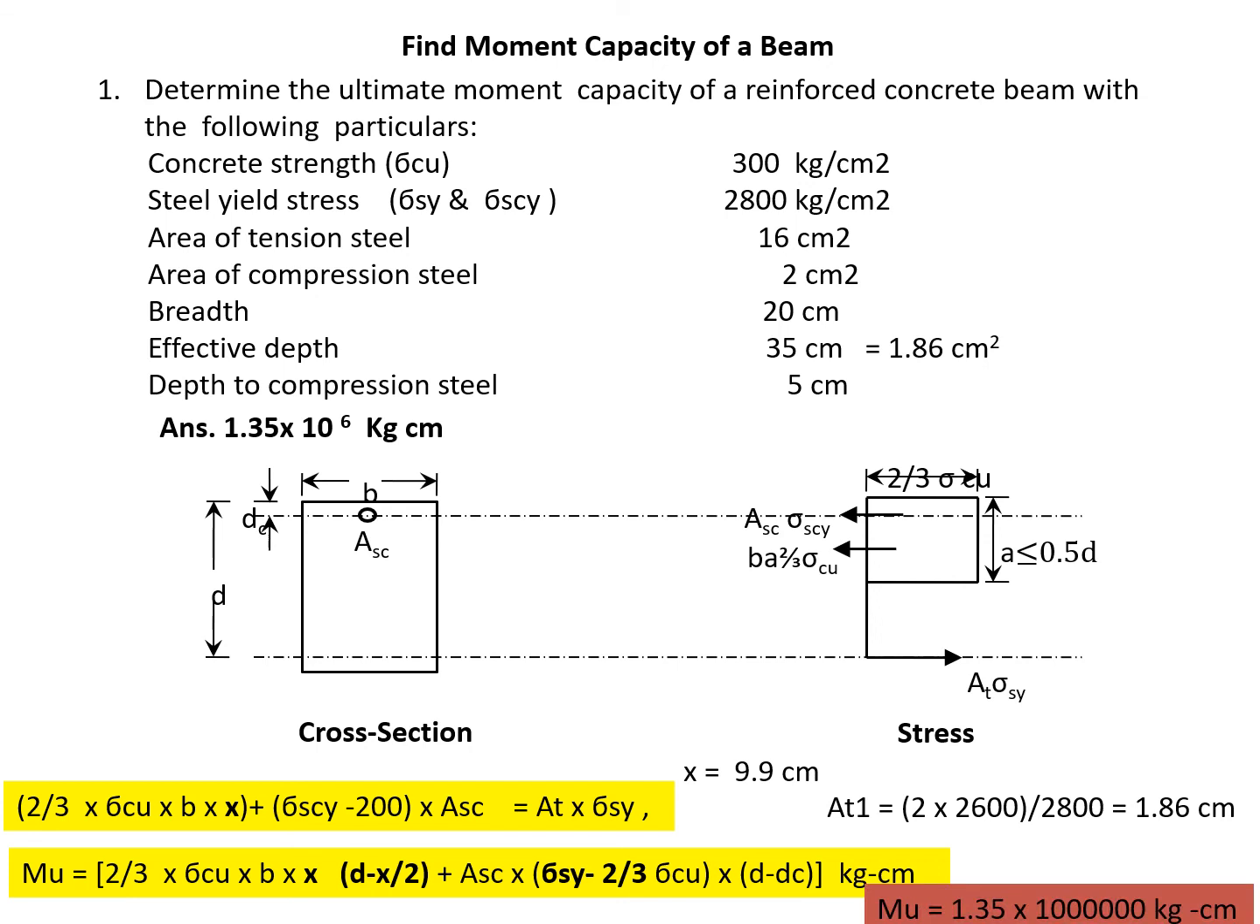And you get total capacity as 1.35 into 10 raised to 6 kg cm, and that is the unit. Okay, so this was the problem on finding moment capacity. I would call it analysis. The previous one was on design, and that's all about doubly reinforced beams. So in examination we will have at the most 4 types of problems: analysis and design of singly reinforced, analysis and design of doubly reinforced.